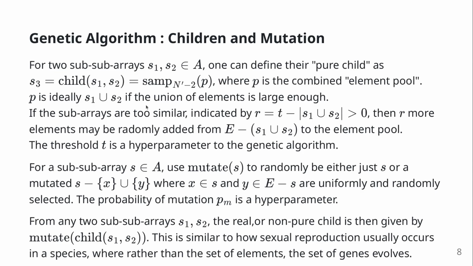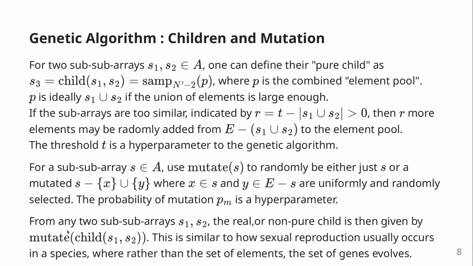Now that would be a pure situation where there's no mutation going on, but mutation does happen. So call this function mutate S, which basically just takes one of the elements in this S3, which is the child, and then replaces it with some other element which is not used inside of S3. So formally, it's doing S minus X union Y, where X is in S and Y is not in S, or in particular, it's in E minus S. And these are uniformly and randomly selected from these specific subsets, S and E minus S.